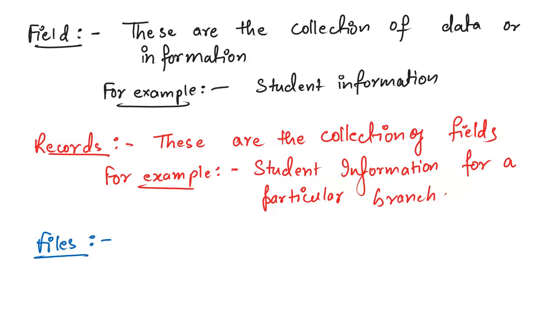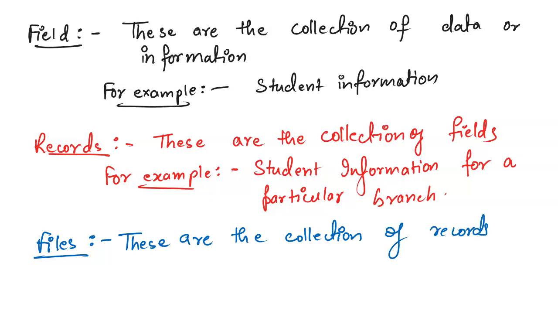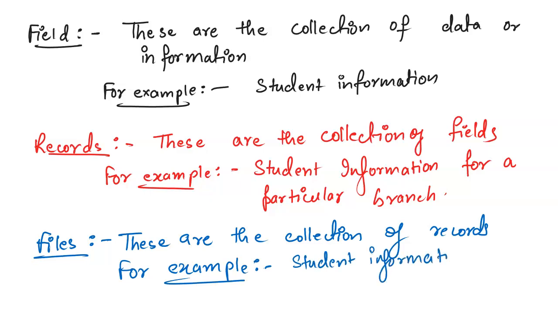Now the last one, that is files. So let us understand what files are. Basically, as these three are correlated with each other, files means a collection of records. Like for example, as we are taking the example of student information, the file would be the student information for a college.